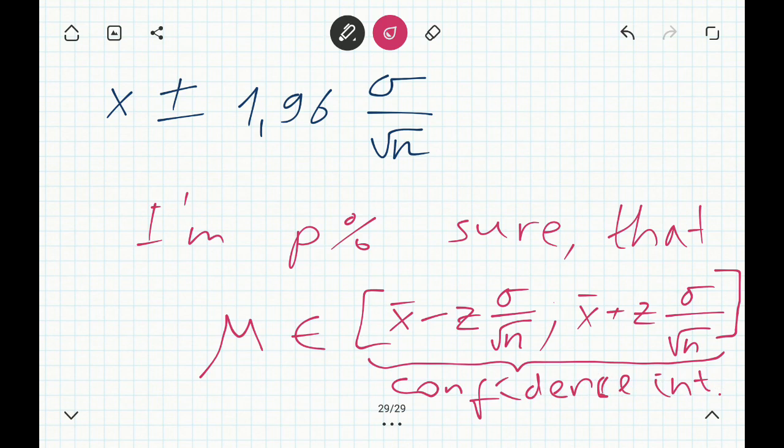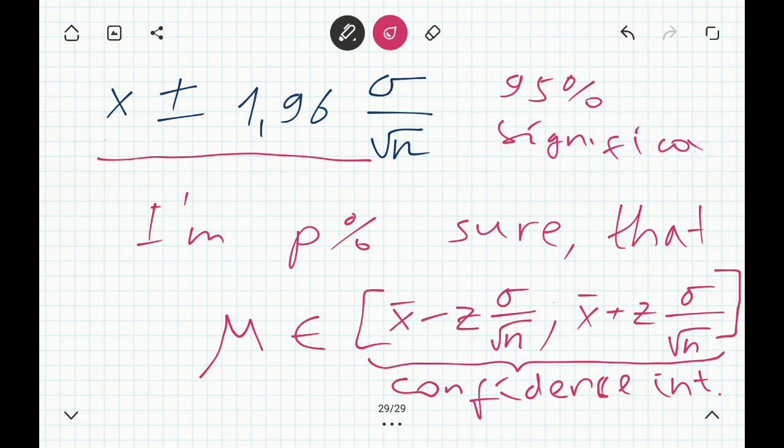A confidence interval of significance p. So this one is a confidence interval of 95% significance, or 95% confidence interval. So you can say confidence or you can say significance. Okay, so that's your confidence interval for known population standard deviation.